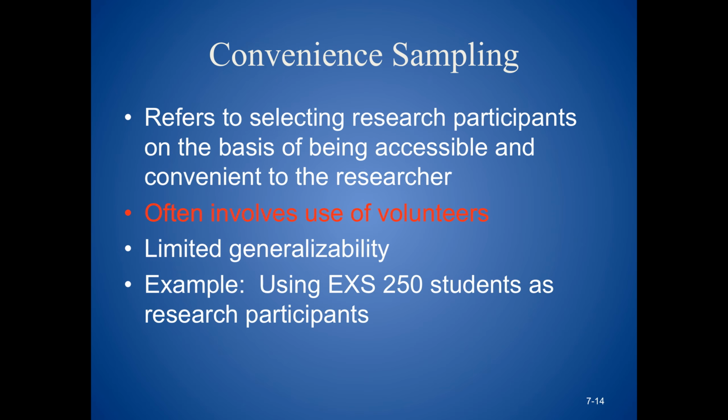Convenience sampling refers to selecting research participants on the basis of being accessible and convenient to the researcher. So this involves volunteers. We ask you to volunteer for this study. Again, limited generalizability. An example is using EXS 50 students as research participants. So it's convenient to use, for example, a specific class.